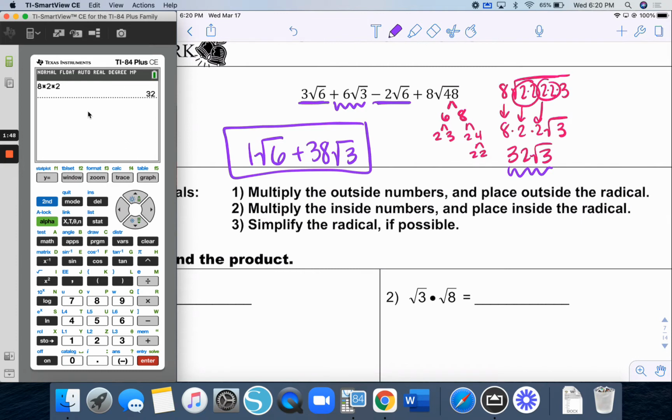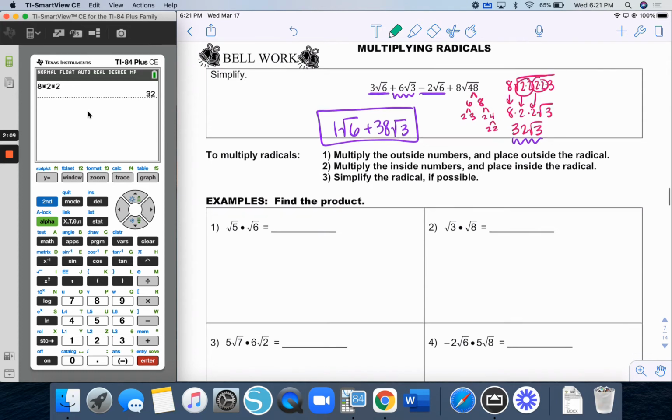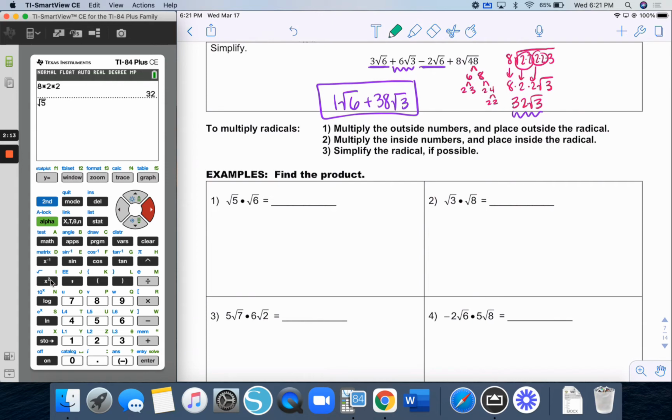So to multiply radicals, so today we're doing multiplying instead of adding and subtracting. First thing you want to do is check on the calculator. That's not listed because we assume that you do that. But check on the calculator first. Then multiply the outside numbers. They get to go outside. Multiply inside numbers. They stay inside. And simplify if possible.